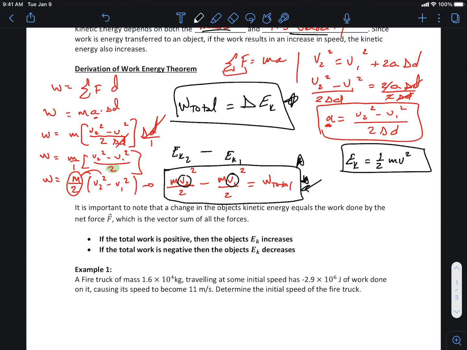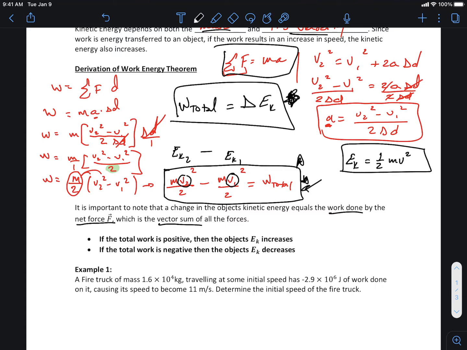So it is important to note that a change in the object's kinetic energy equals the work done. That's what this equation is telling us, okay? By the net force, which is the vector sum of all the forces, right? So the sum of the forces is equal to MA. That's how we started this entire argument. Okay, so let's just look at an example. Well, one more thing. If the work is positive, then the object's EK increases, and if the work is negative, then the object's kinetic energy decreases.